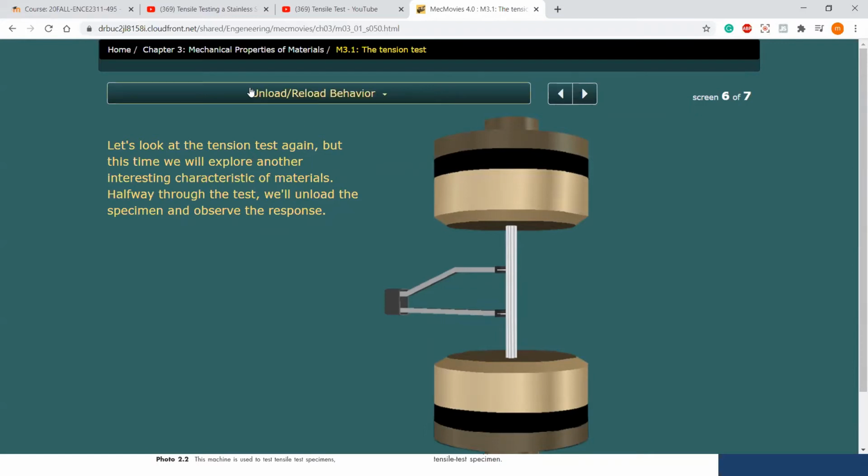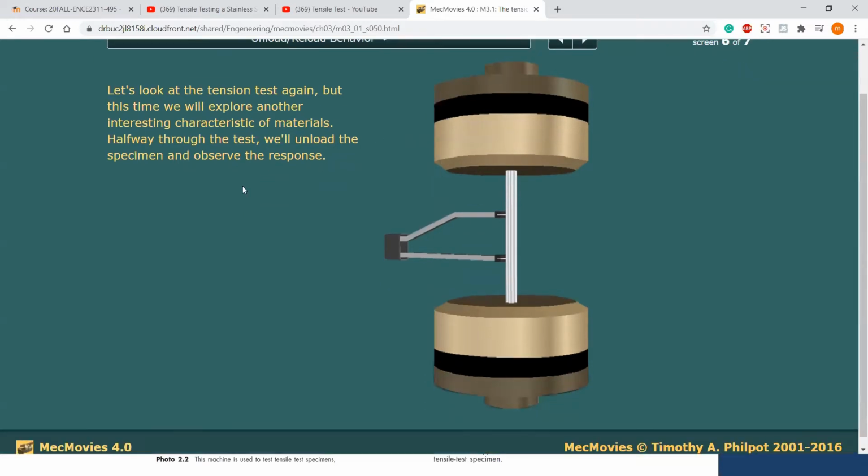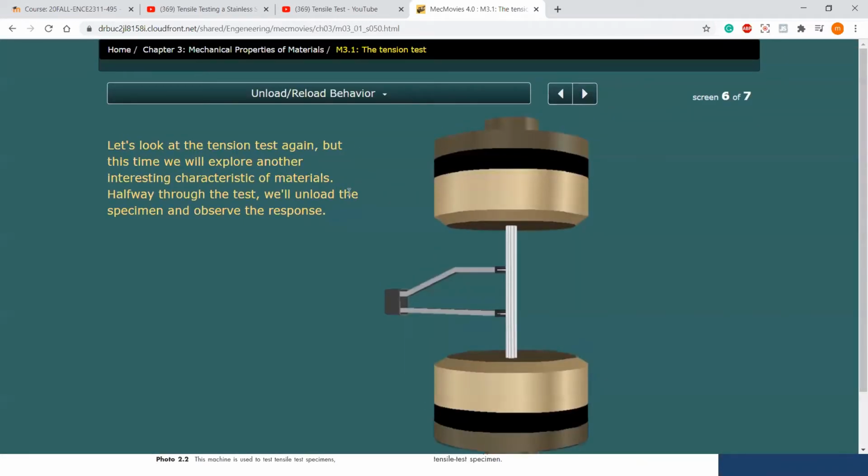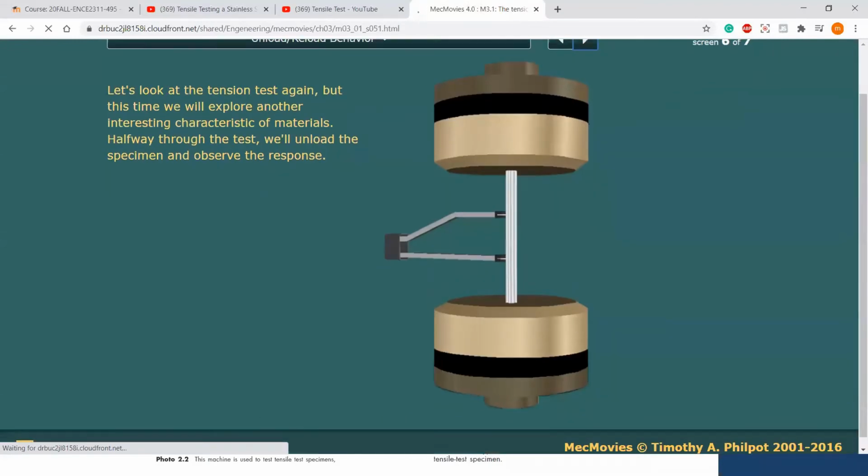I was just explaining the unload and reload behavior, so this is the perfect section. Let's look at the tension test again, but this time we will explore another interesting characteristic of material. Halfway through the test, we will unload the specimen and observe the response. Let's see. Sorry for the delay, but it's coming.